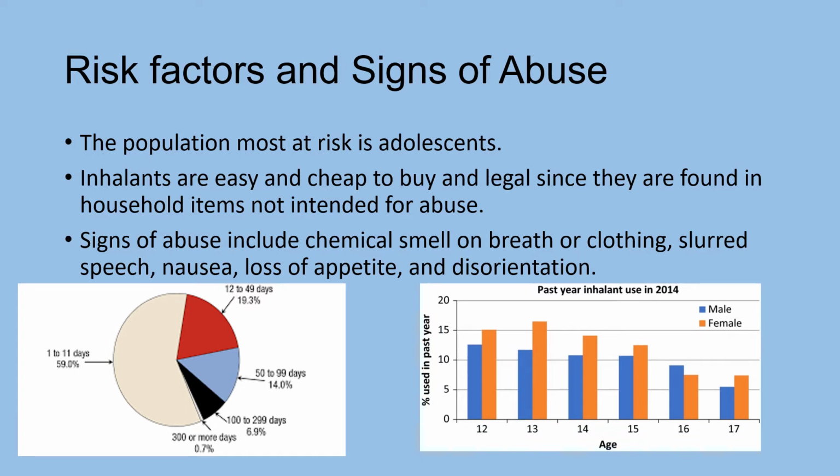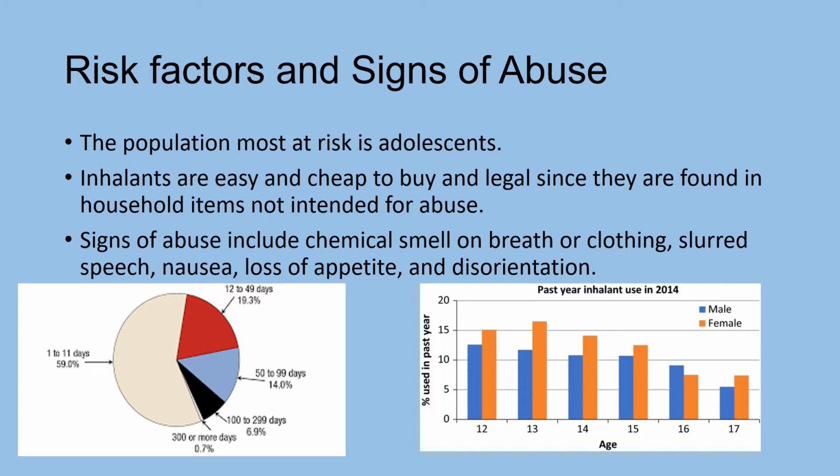Signs of abuse that medical practitioners use include a chemical smell on the breath, because when large amounts of toxic fumes are inhaled, the way they get out of the body is through exhaling, and that can leave a chemical smell on the breath. Also, a chemical smell on clothing. Slurred speech, nausea, loss of appetite, and disorientation are also common.